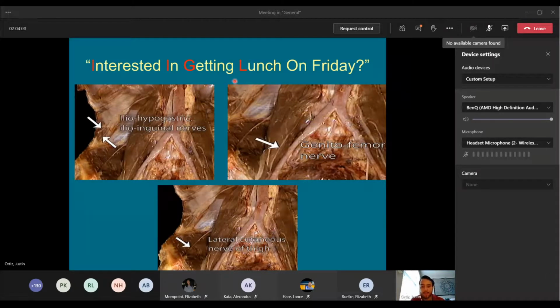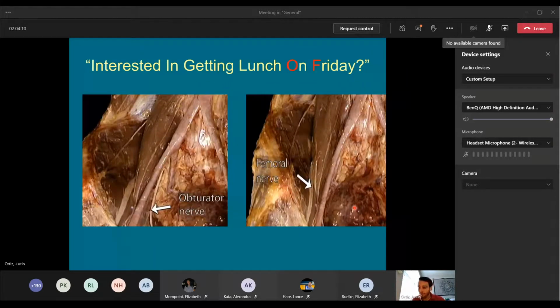And then this is going to be the genitofemoral nerve going over the psoas major. And then you have your lateral femoral cutaneous coming around the iliacus. And again, the obturator nerve, which is just medial. So again, if we understand what's in relation to the psoas major, then we should be able to pick up what these nerves are, right?